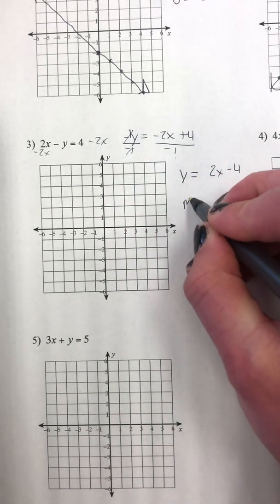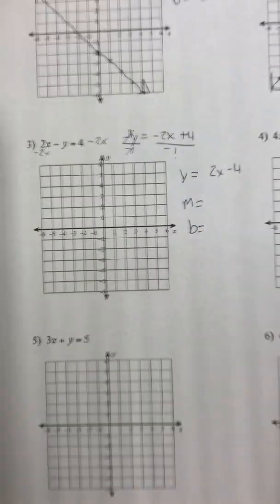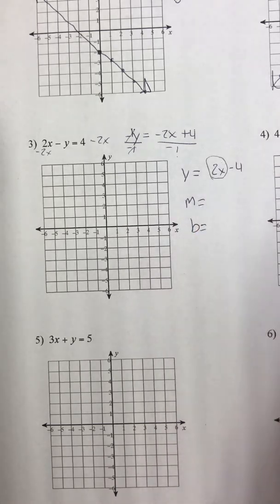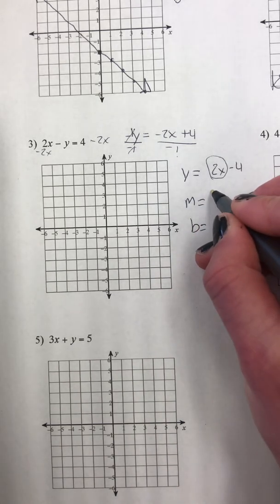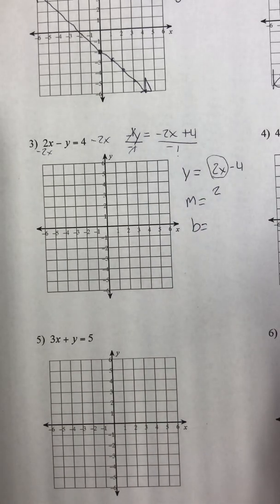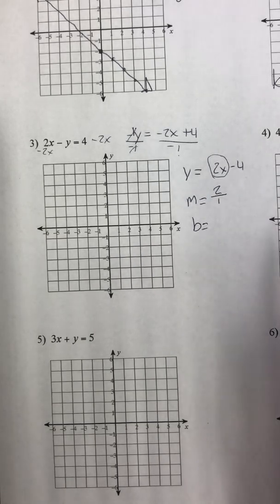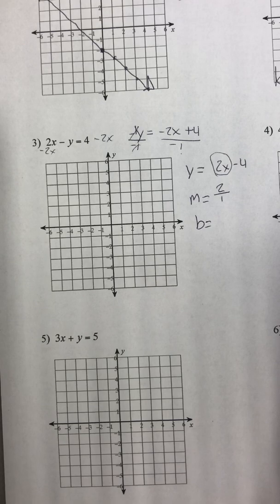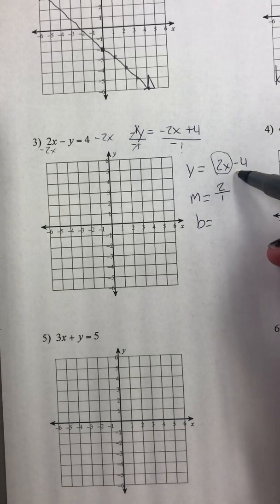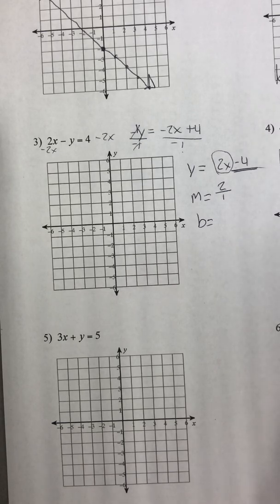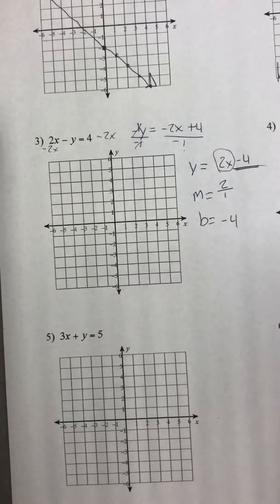Now let's start by finding our slope and our y-intercept. We know the slope is always the number paired with our x. So in this case, our slope is 2. If it is an integer, remember that it is always going to be over 1. Our y-intercept is always the constant, or the number without the variable. In this case, it is -4.